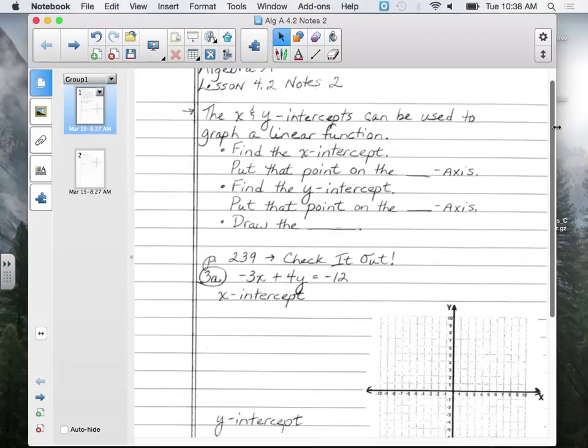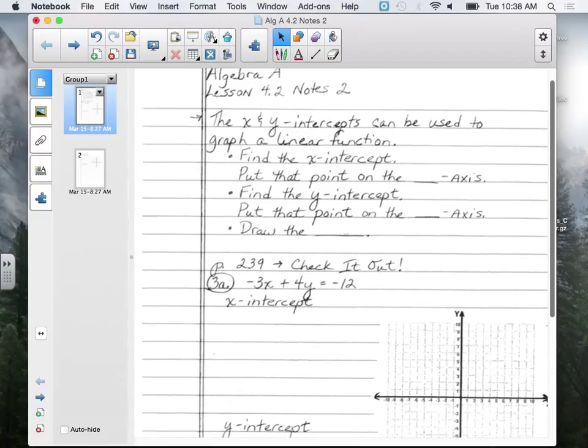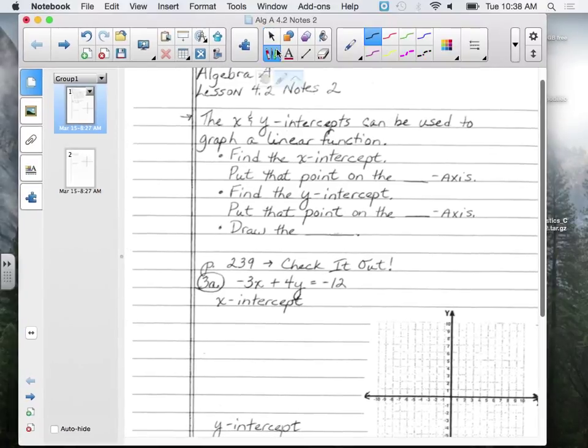When we find that, we put that point on the x-axis. And then how do we find the y-intercept? Put 0 in for the x. Right, put 0 in for x if we're given an equation, and we solve for y. And then we put that point on the y-axis.